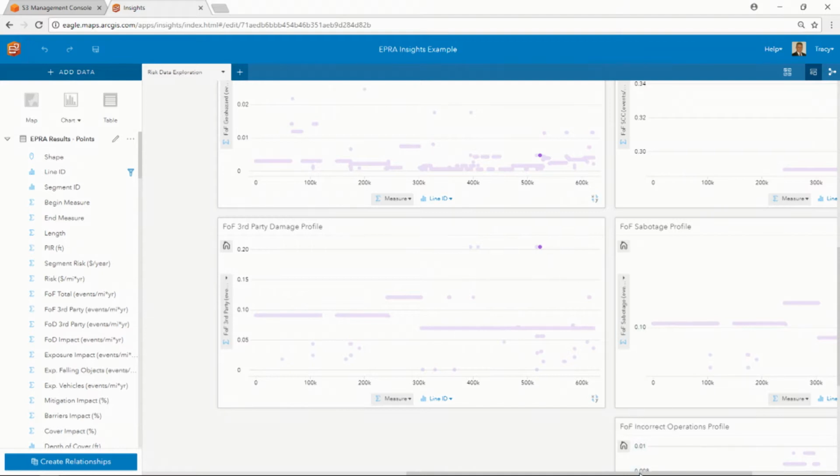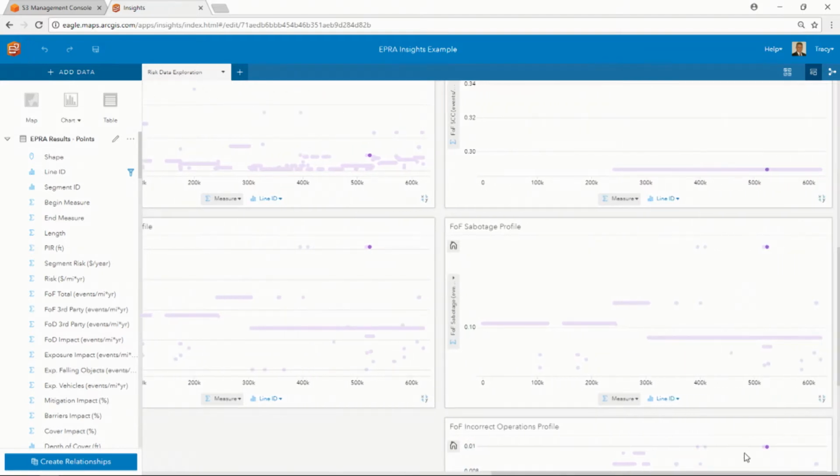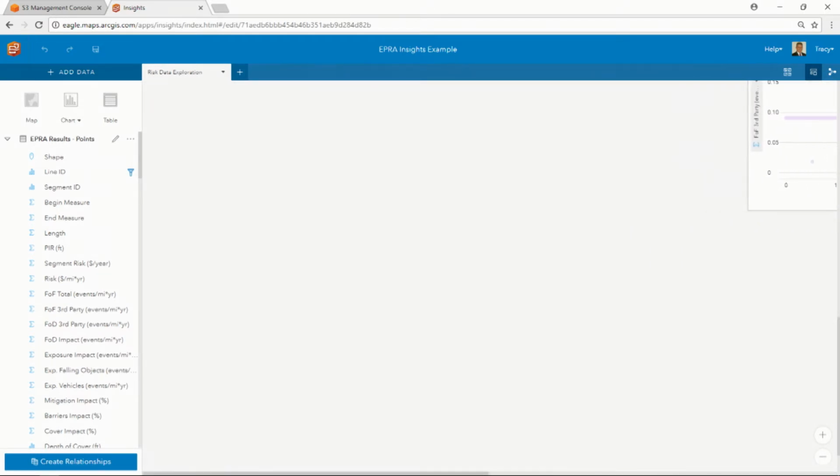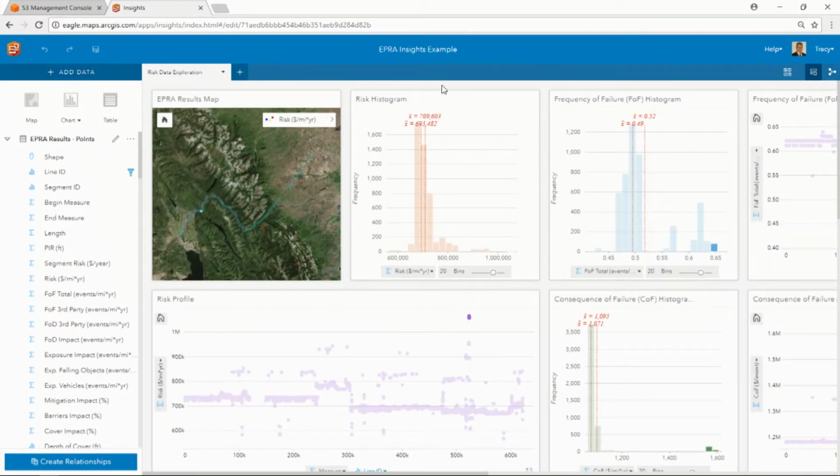So that's interesting. If we scroll over a little bit, we see that we also have an elevated risk of sabotage. These two things often tend to go together, so not unsurprising, but again, an elevated risk of sabotage. And then finally for these points, we see that we have an elevated likelihood of incorrect operations causing a problem. So with just a few clicks of the mouse, I've been able to understand the threats of concern for these highest risk segments on the pipeline.